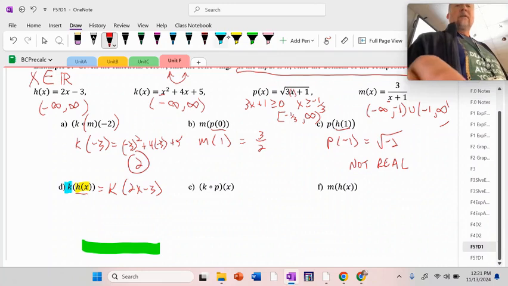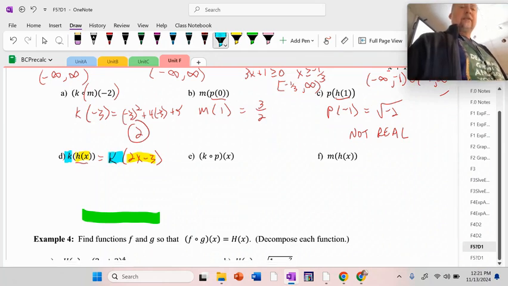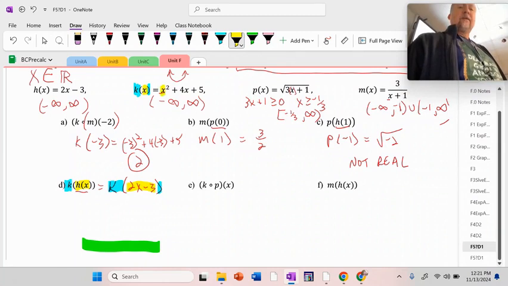All right, and then the next one, we could use the highlighter, but you're kind of limited. I follow my highlighting here. It would be this is yellow because that's h of x. And I'm going to this function and plugging it in. Sorry, that slid up on me there. So wherever there is an x, I replace it with 2x minus 3.